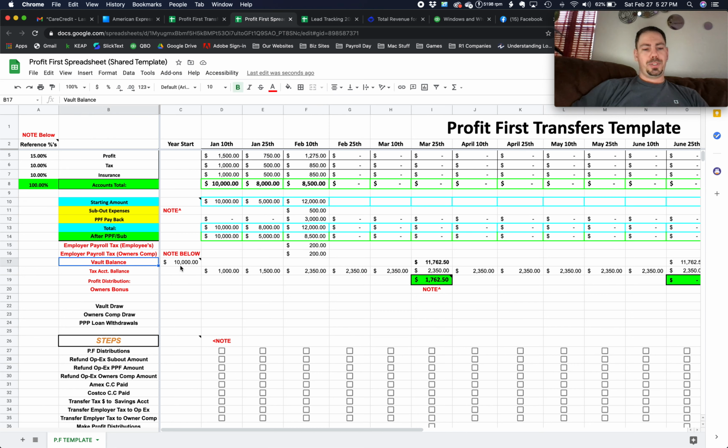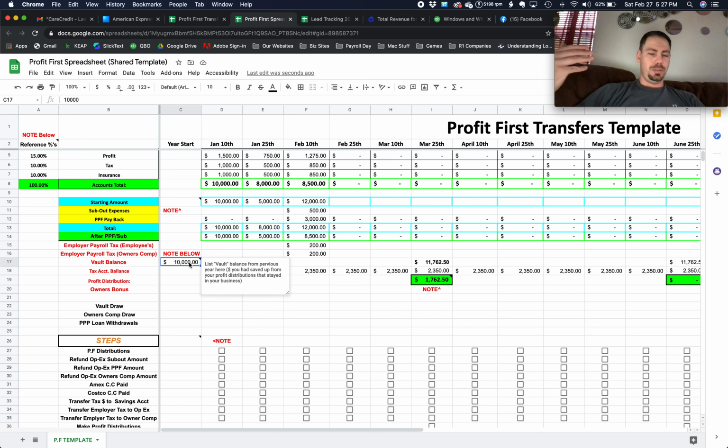Vault balance. So let's say, coming into 2021, your vault balance, you had $10,000 put away in your vault. And if you remember, your vault is basically like your big savings account for your business.